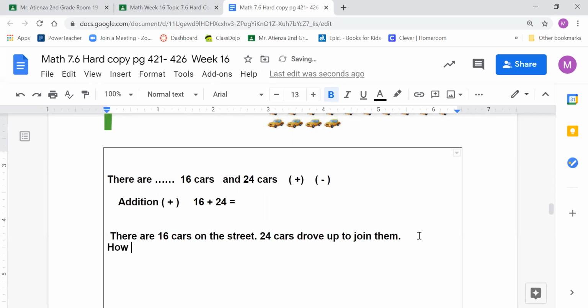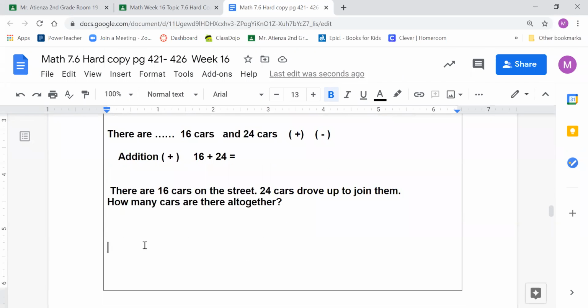Now, all story problems end with a question. How many cars are there all together? Or you can say, how many cars are there now? Now, what we're doing here is following the equation. My equation says 16 plus 24. Here I have 16 cars on the street. Then 24 cars joined up the 16. So 16 plus 24.